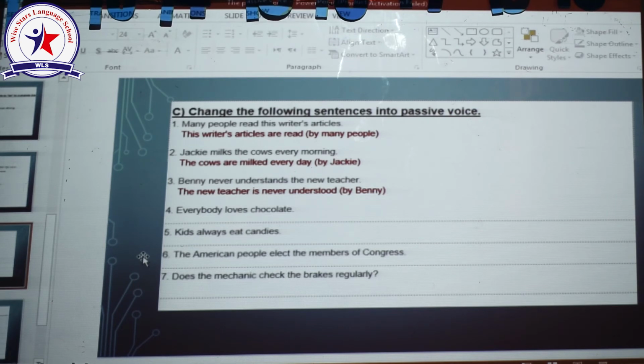Number 3, Benny never understands the new teacher. Benny, subject. Never understands, the verb. The new teacher, object. And I will start with the object, the new teacher. Followed by verb to be. The new teacher, am, is, or are. The new teacher is, because it's singular. Followed by the adverb of frequency, never. So the new teacher is never. After that, I have to add the past participle form of the main verb. Understand, understood, understood. So the new teacher is never understood, and I can add by Benny. Let's move to the next exercise.